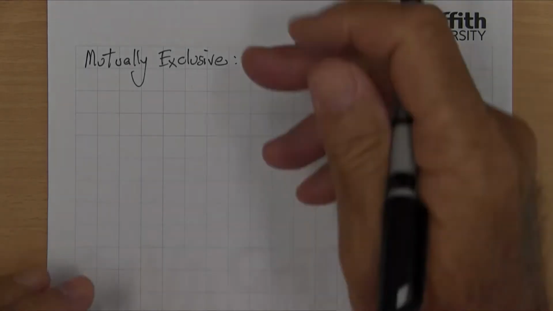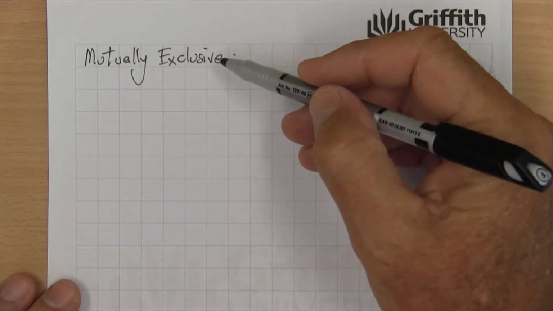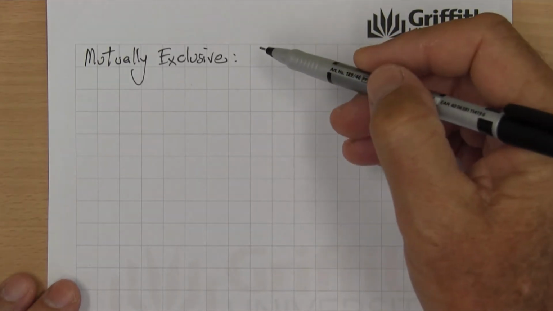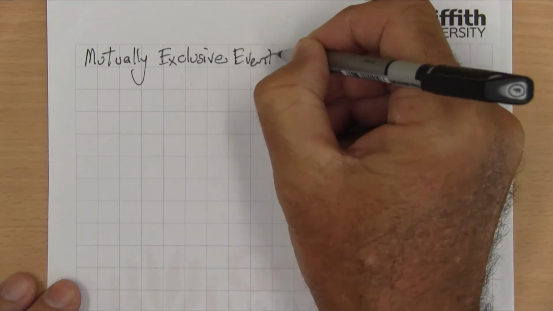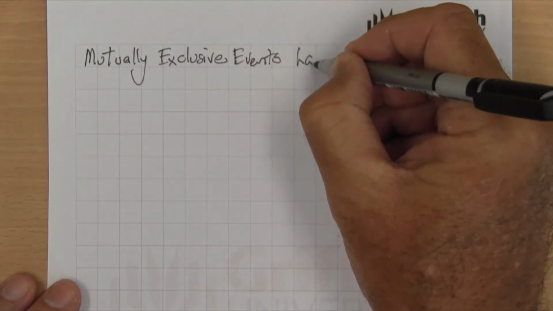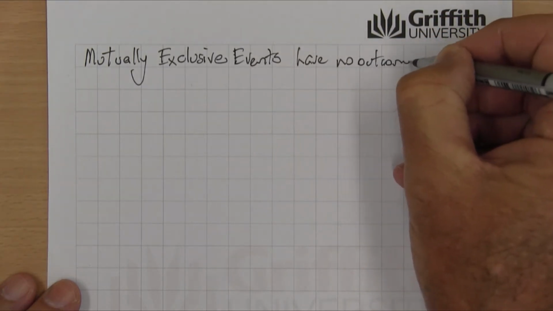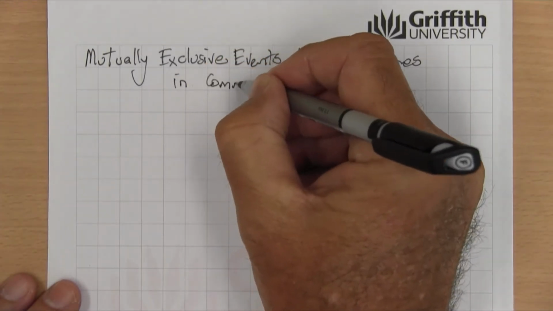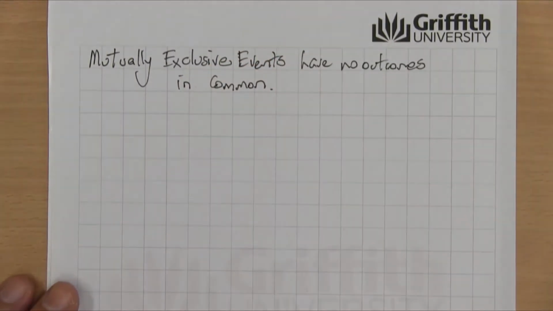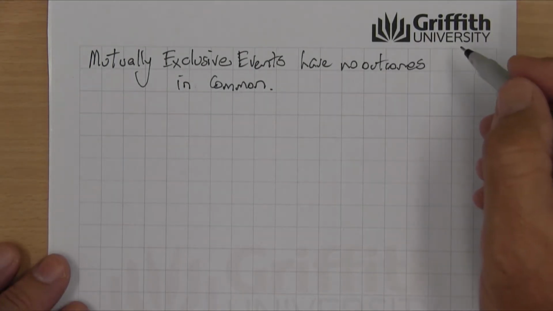Okay, there's a bit of jargon involved with probability, and one term that you need to be aware of is mutually exclusive events. So mutually exclusive events have no outcomes in common. And probably the best way to explain what no outcomes in common means is to do a quick little example.